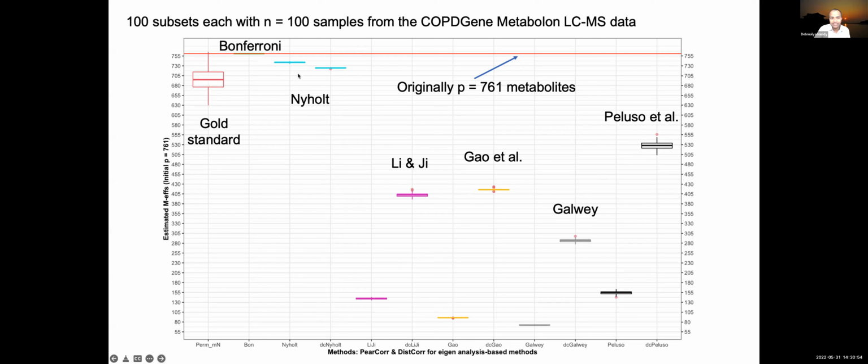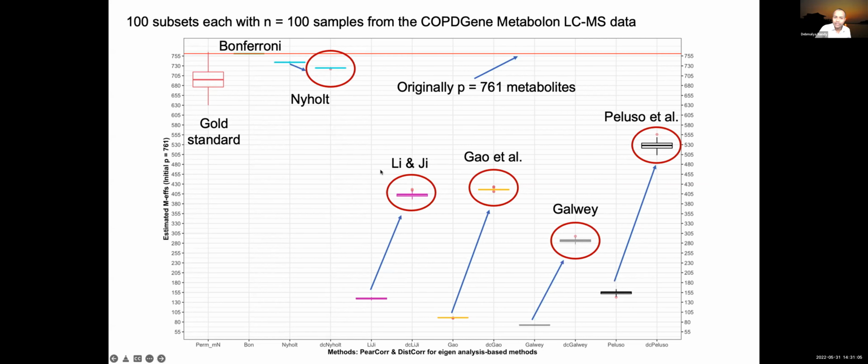Each method, you can see the colors, has 2 box plots. The left one corresponds to the Pearson correlation-based eigenanalysis approach. The right one corresponds to the DiscoPad-based approach. What we see is that using DiscoPad-based eigenanalysis, for each of these 5 methods, we improve the estimated effective number of tests, bringing them closer to the gold standard value. For the last 4 methods, we improve the M effective, which in turn corresponds to reducing the false positives. And in this Nyholt method, we increase the value, bringing it closer again to the gold standard, which corresponds to reducing the false negatives.